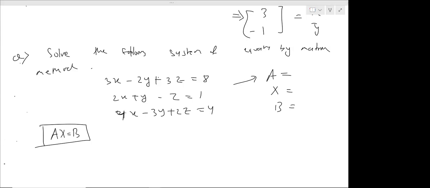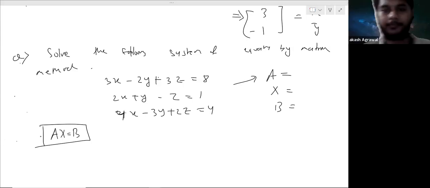Sir, x is equal to 1, y is equal to 2, z is equal to 3. Okay, let me check the answer. Haan ji, bataiye kya kya answer mila? 1, 2, 3. Okay. Aliza, what about you? Sir, I did some mistakes.